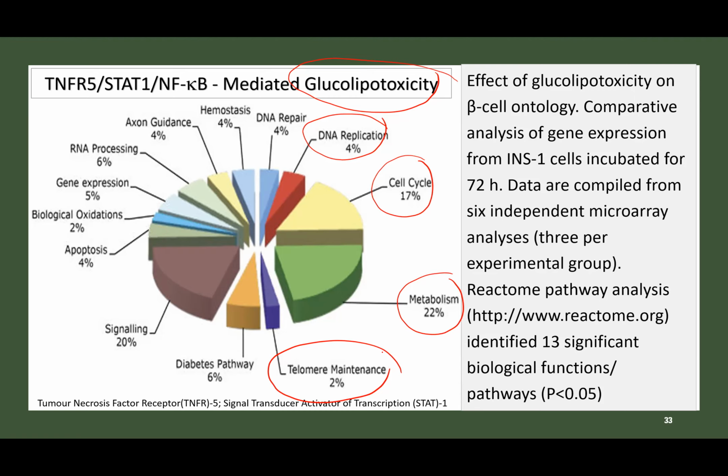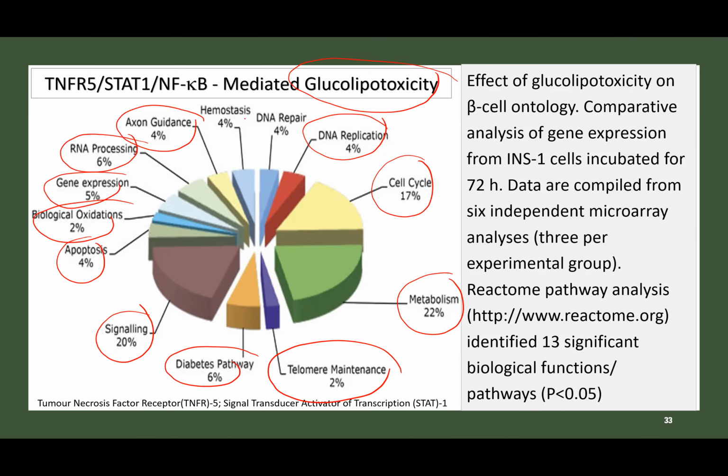maintained by positive lifestyle. Okay, and diabetic pathways, signaling pathways, apoptosis, biological oxidation, gene expression, RNA processing, axon guidance in the neurons, homeostasis, DNA repair. These are the various functions of TNFR1, STAT1, NFKB mediated glucolipotoxicity. When you teach postgraduates in your near future, you will be having drugs which will affect these things and positively control glucolipotoxicity and favorably maintain all these functions.